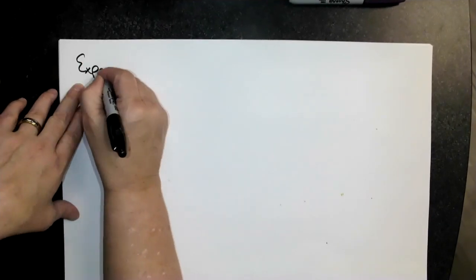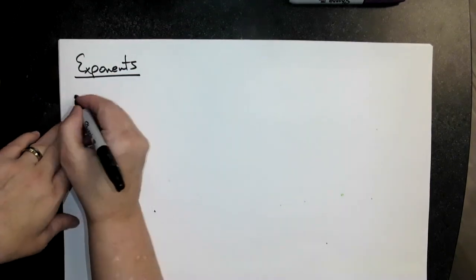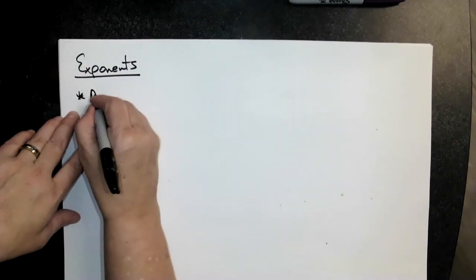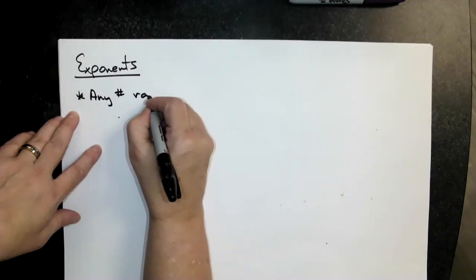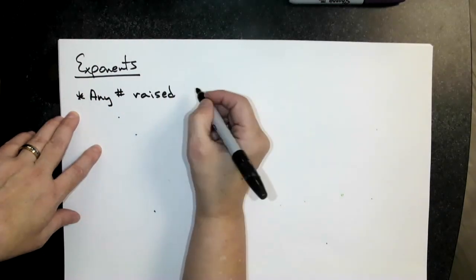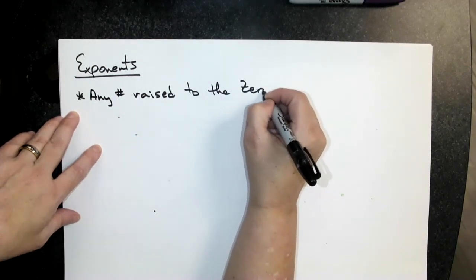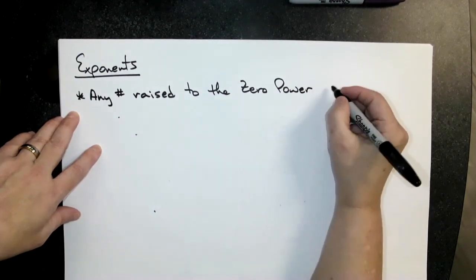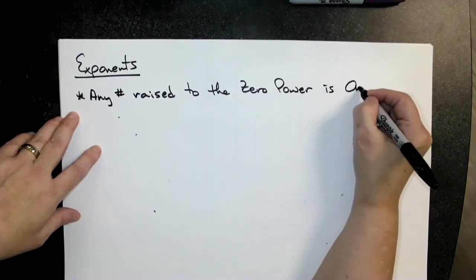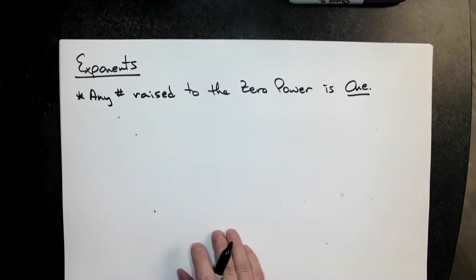Some exponent rules. Just call this exponents in general. All right, let's suppose we've got any number raised to the 0 power is 1. I could say it is always 1. Any number raised to the 0 power.